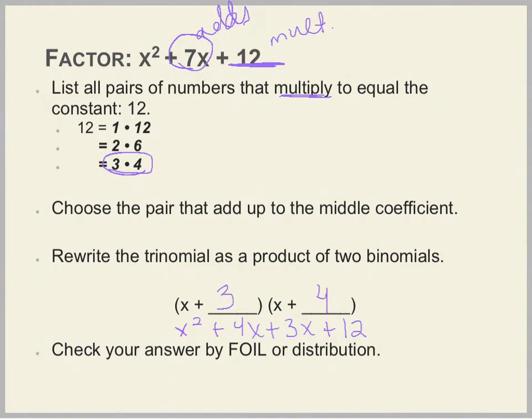Notice in my foiling, my first two terms, x times x, x squared. That's why often these binomials follow that same pattern. And then I looked and added the plus 3 and the plus 4, by 4x, 3x. That would equal our middle term of 7x. And lastly, I'm left with that constant that I multiplied to, of 12.